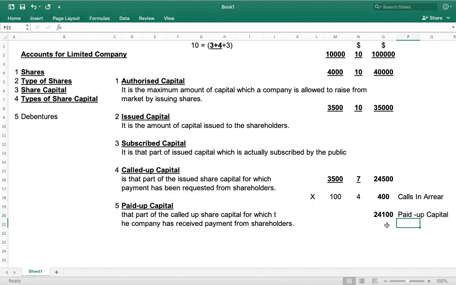There is a chance that some people miss that information, so they will not pay, while all the other shareholders will pay. Clear? So read out the definition. Paid up capital is the part of the called up share capital for which the company has received payment from shareholders.